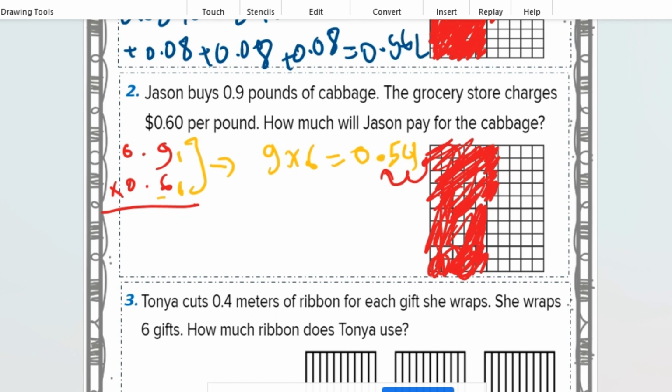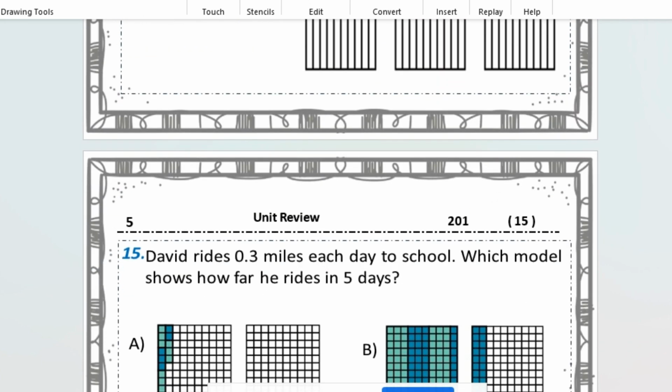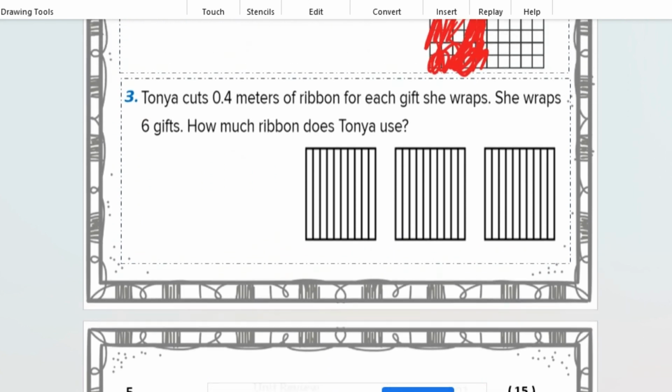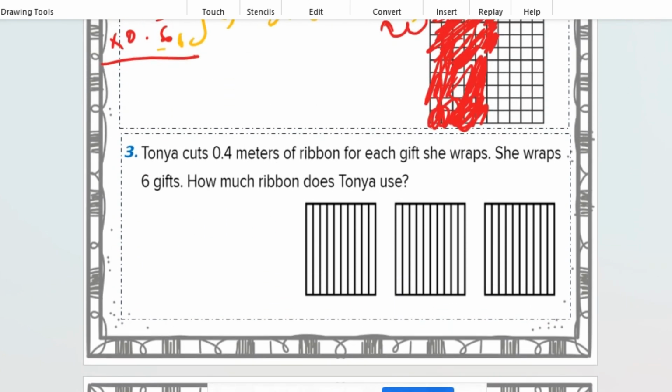Okay, now let's move on to the next one. Tonya cuts 0.4 meters of ribbon for each gift she wraps. She wraps 6 gifts. So how much ribbon does she use? So it's 0.4 times 6. So 6 times 4 is 24. And how many digits do we have after the decimal point? We have 1. Here is 1 plus 0, so 1.